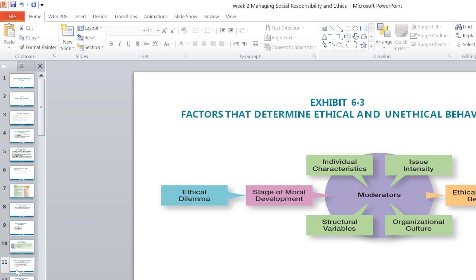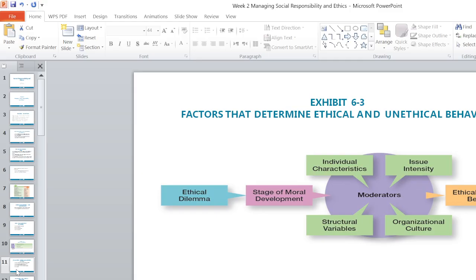Okay, we need to understand these basic terms first. I'm not sure if you have had it in your previous classes or not, but this exhibit shows factors that determine ethical and unethical behavior. How do you decide whether something you do, a behavior, or a sentence that you are going to communicate is ethical or unethical?